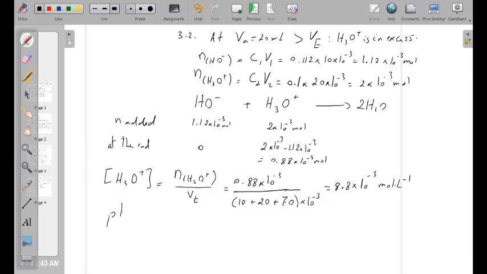The pH equal negative log concentration H3O plus equal negative log 8.8 times 10 negative 3 equal to what? It gives 2.05, approximately 2, as stated, which is Y. Then Y equal 2.